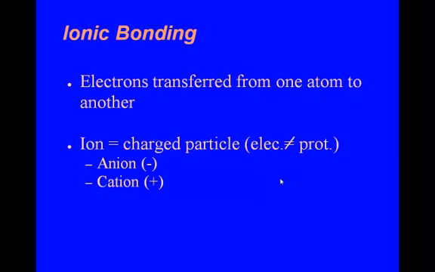Let's start with ionic bonding. Here, electrons are transferred from one atom to another. So you are donating or giving up an electron, or you're receiving it. Now, an ion is a charged particle. So the number of electrons does not equal the number of protons. Now, we have an anion, which is negative, and a cation, which is positive.